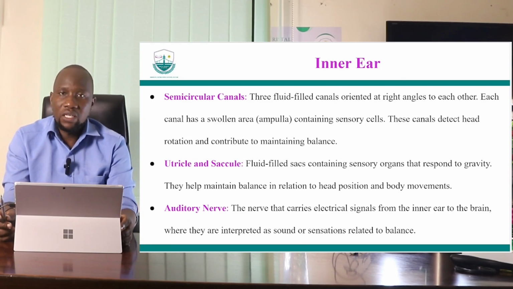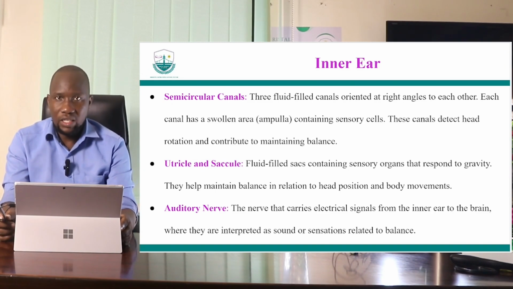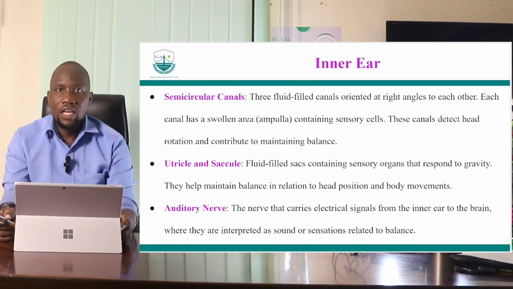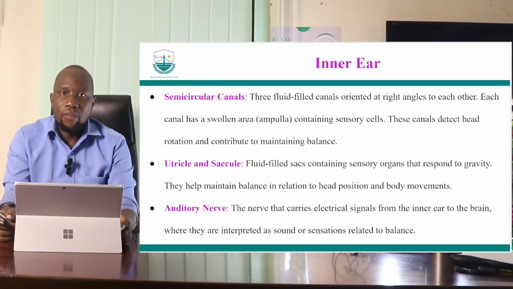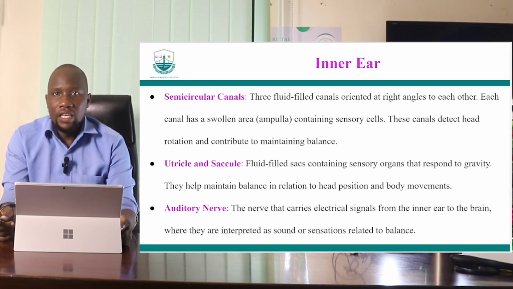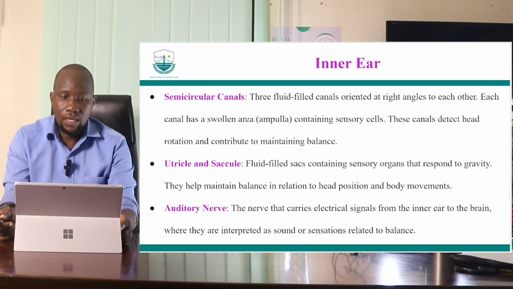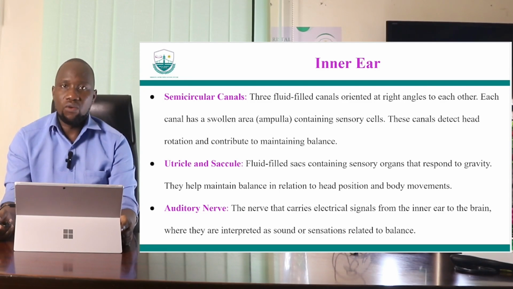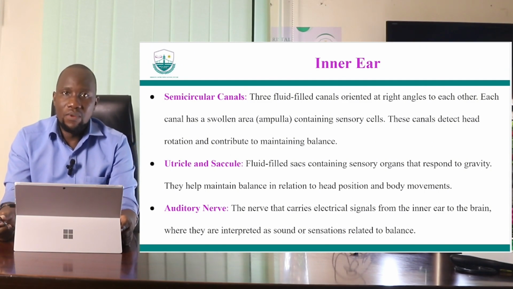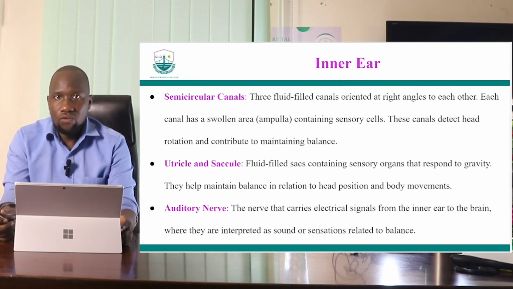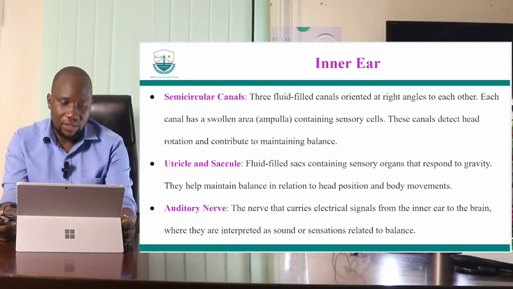They contain sensory cells that, when stimulated, generate impulses that are then sent through the auditory nerve, which is also found in the inner ear. The other parts are the utricle and the saccule. These are also sacs that contain fluids. They also play an important role in balancing, and the cells there can be stimulated by gravity, and we shall look at that in balancing.